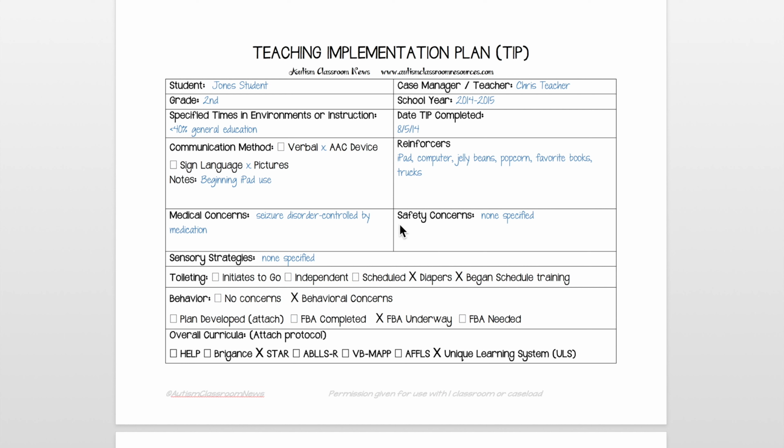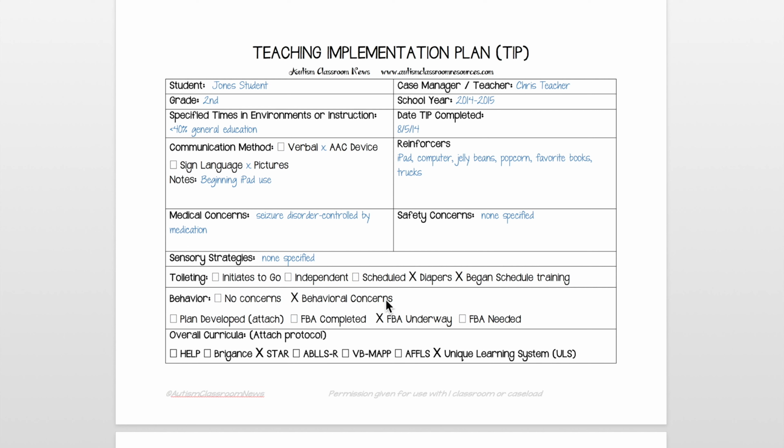When the TIP is completed, the communication methods. So in this case, Jones is using an AAC device. He's just beginning to use an iPad system, and he is also using pictures. I've written in some of his reinforcers. I've typed in that he has a seizure disorder, but it's controlled by medication. There were no safety concerns noted in his IEP and no sensory strategies that were noted either in his IEP. He is still in diapers, but he began scheduled training at the end of last school year. So that tells me where we want to pick up with that.